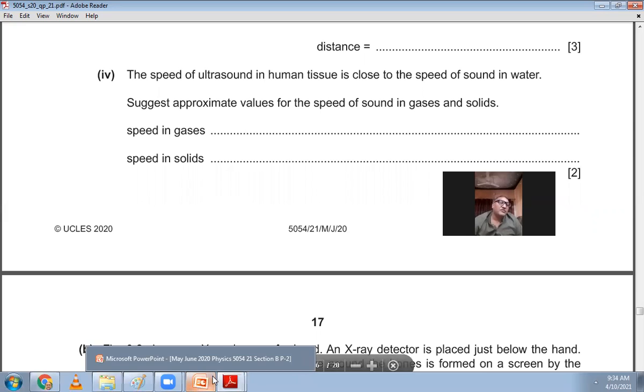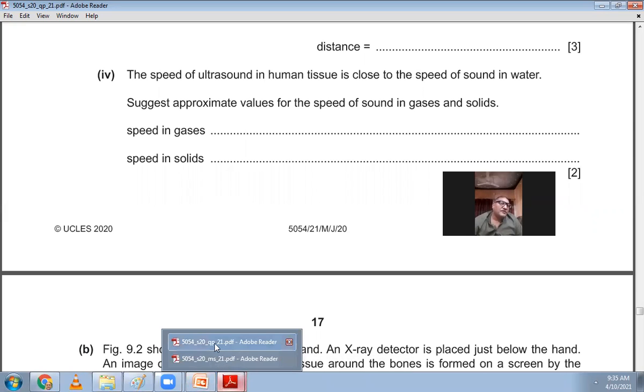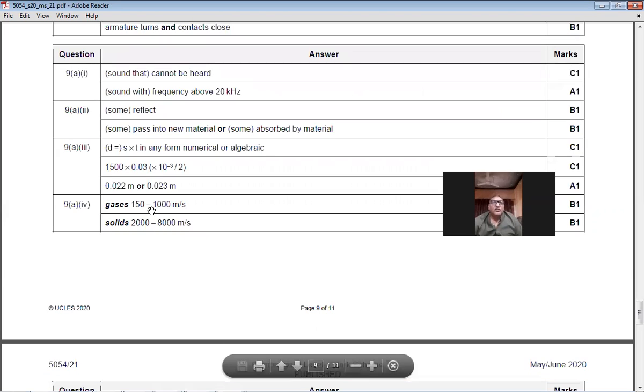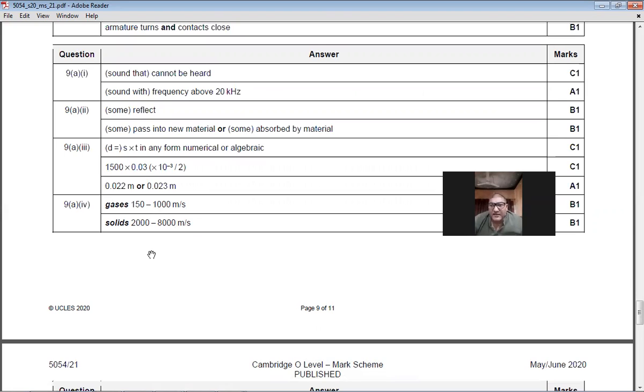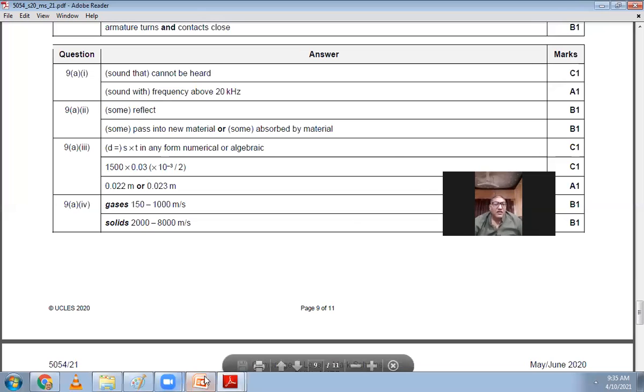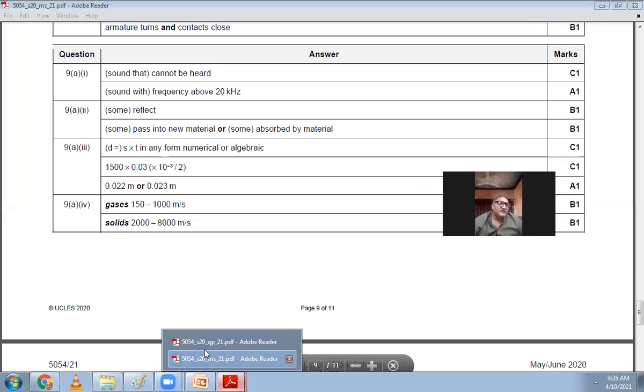So you can just write those numbers. Let me check the marking scheme, what answers I can write here. So you can write here 150 to 1000 meters per second. I said in gas it's 330. And in solids, it's 2000 to 8000 meters per second. I remember the speed of the sound in iron is 5000 meters per second. So you can write any number from 2000 to 8000 meters per second. Okay, so let's move to the next part.